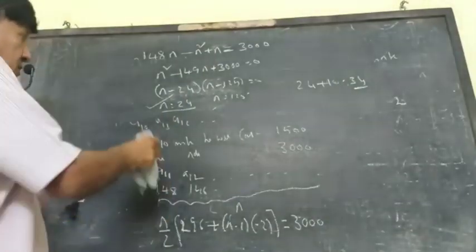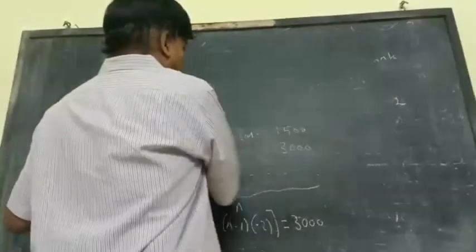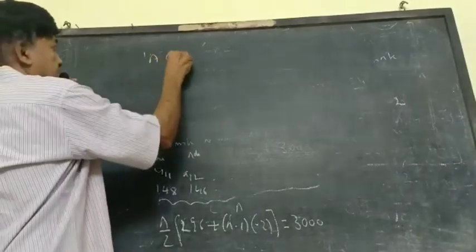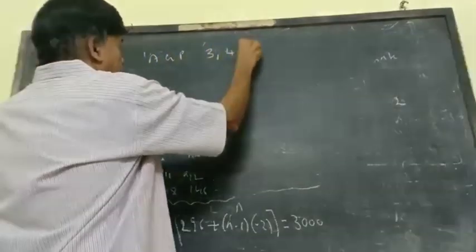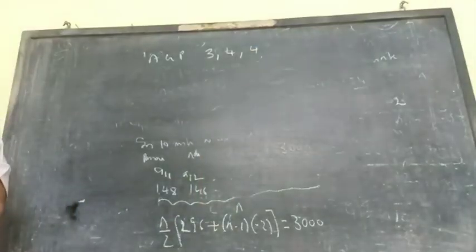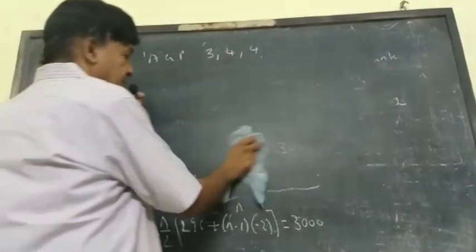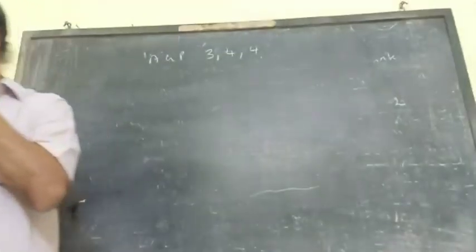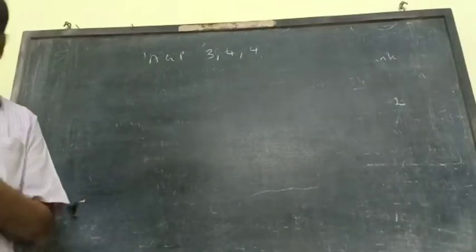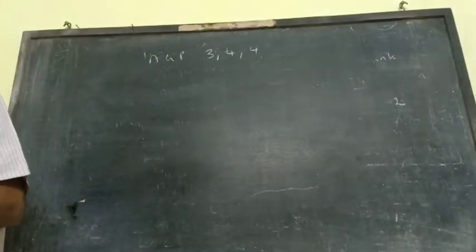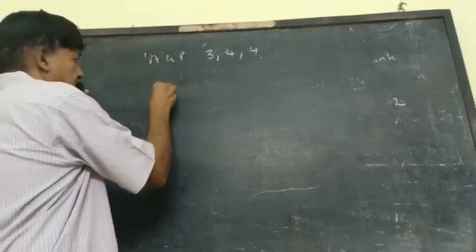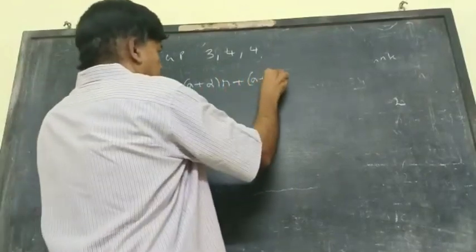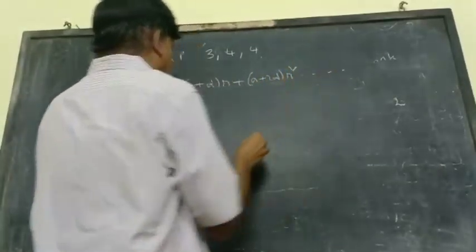Now the next question is, the first three terms of AGP are 3, 4, 4. Find sum to infinite number of terms. First three terms of AGP are 3, 4, 4. Find sum to infinite number of terms. So A, A plus D into R, A plus 2D into R square, etc.